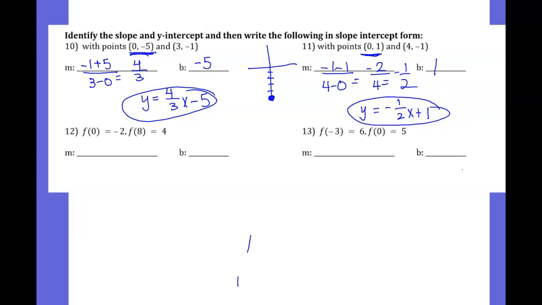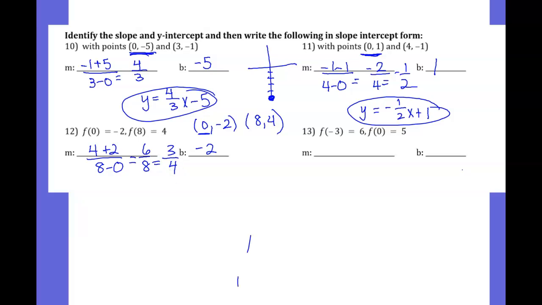Okay, number 12 looks kind of weird, but a line is a function. Most of our lines are. If we have an input of 0 and an output of -2, and then an input of 8 and an output of 4, we can rewrite it as 2 ordered pairs. The y-intercept would be at -2 because there's our input of 0, and we can determine our slope to be (4 + 2) divided by (8 - 0), or 6/8, which simplifies to 3/4.